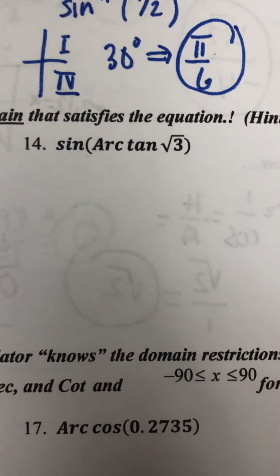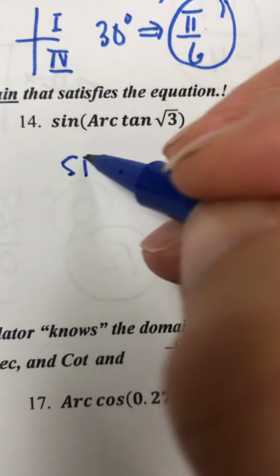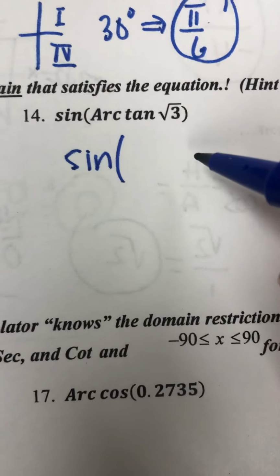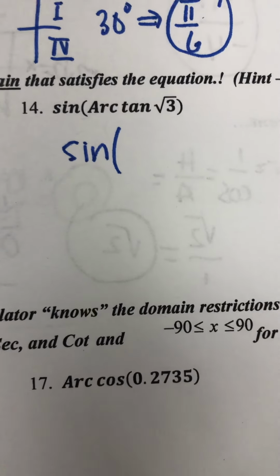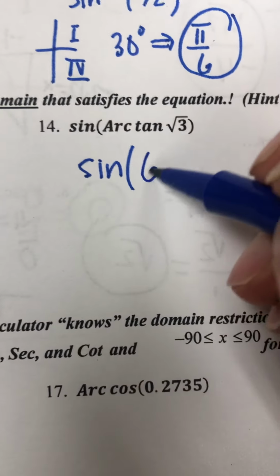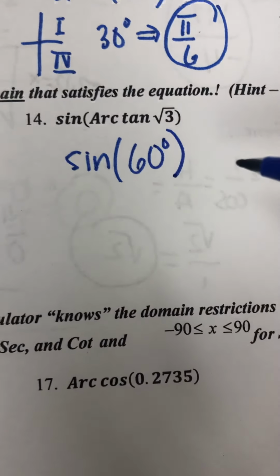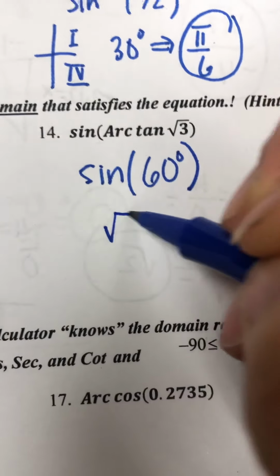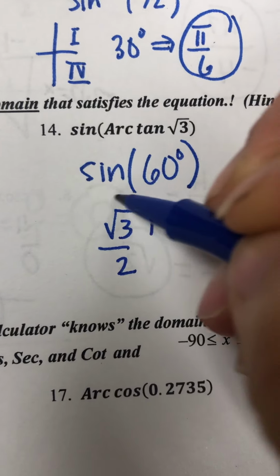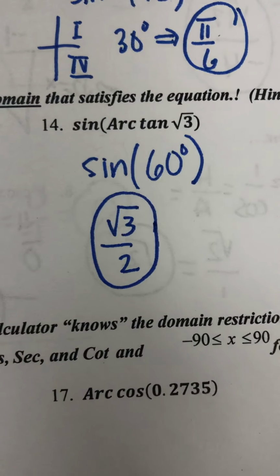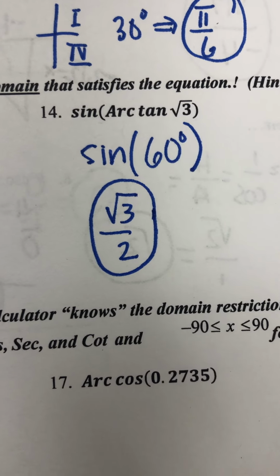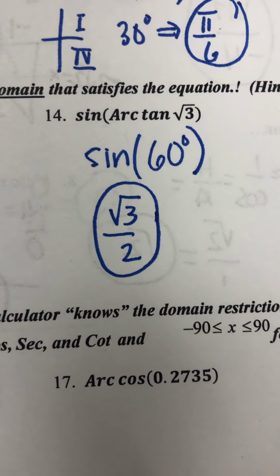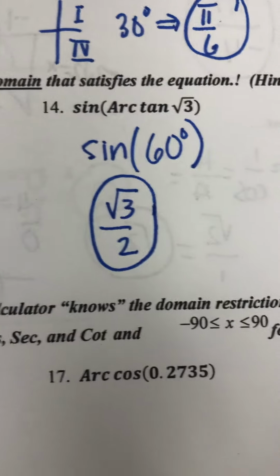Remember that arctan is the same thing as tan inverse. So the sine of the angle that has the tangent of square root of 3 in the restricted domain. Well, the angle that has a tangent of root 3 is a 60. And the sine of a 60 is root 3 over 2.